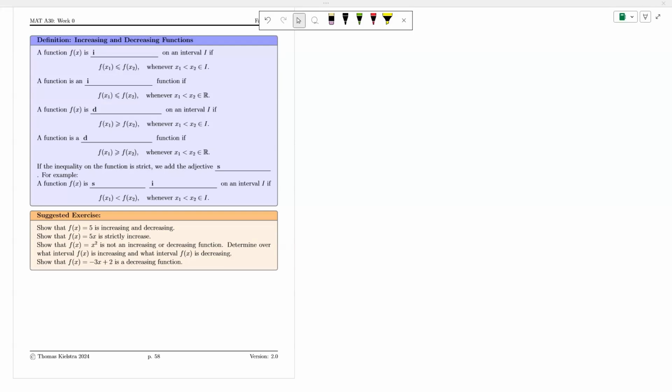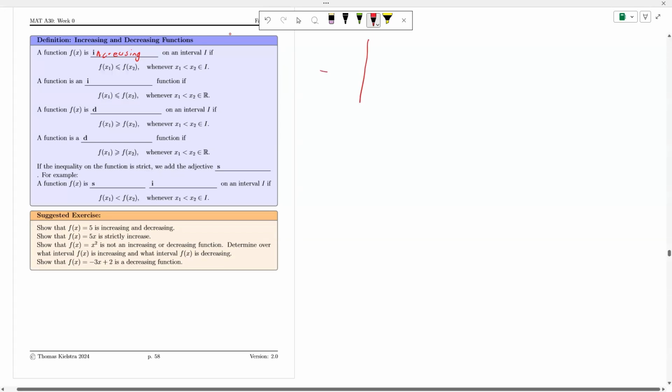Increasing and decreasing functions. A function is increasing on an interval I if f of x1 is less than or equal to f of x2 whenever x1 is strictly less than x2. Notice here when increasing, we could be equal for different x1 and x2s, but the second point will never be less than the first point.